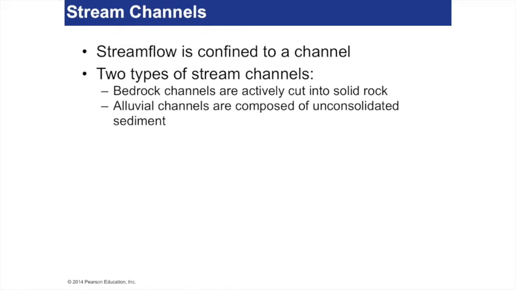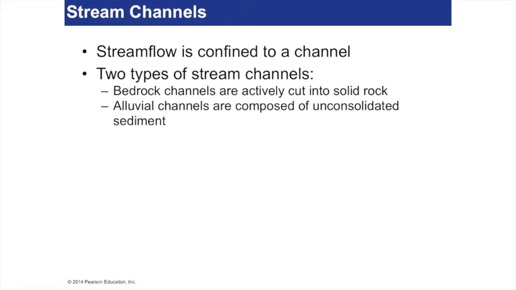So the channel that a stream flows in is either going to be solid rock, and that would be called a bedrock channel, or it's layers and layers of sediment that's settled to the bottom of that stream, and that would be called an alluvial channel. So alluvium, remember, is the stuff that's deposited by a river. So the little particles, the bigger particles, the pebbles, the rocks, whatever is carried down by the river as a load is going to be settled somewhere further downstream when the gradient is lower and the water is moving slower. Okay, that would be an alluvial channel.